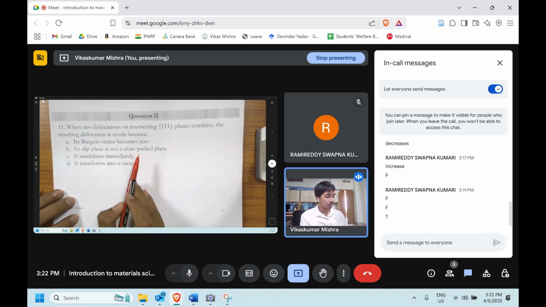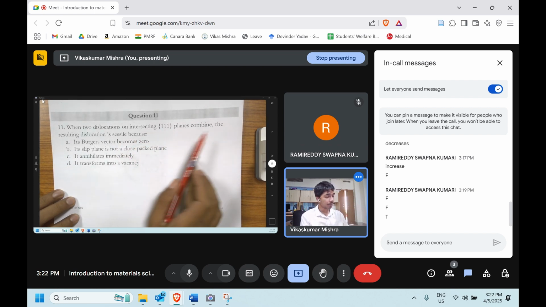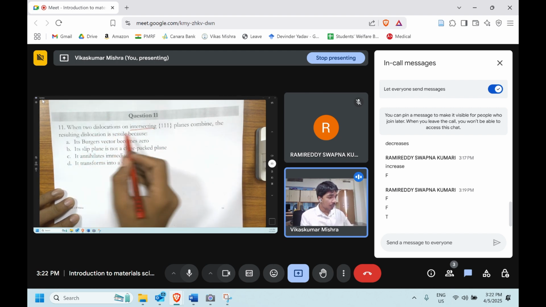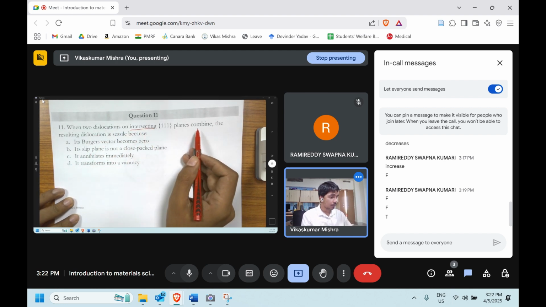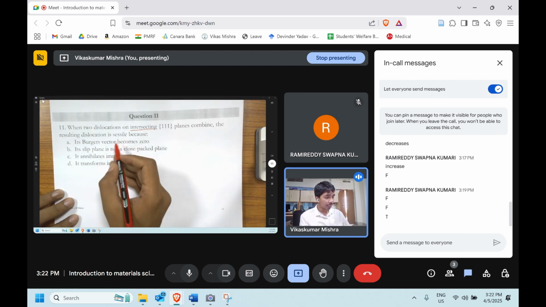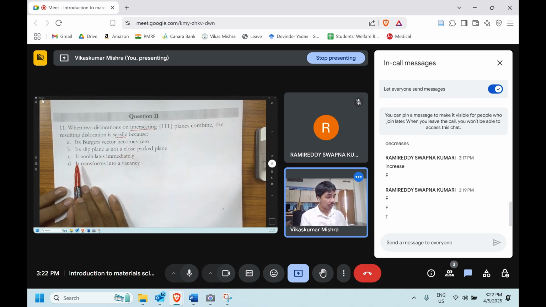It's MCQ type. When two dislocations on intersecting 111 planes combine, the resulting dislocation is sessile. Because why is it sessile? Its Burgers vector becomes 0. Its slip plane is not a close-packed plane. It annihilates immediately. It transforms into a vacancy.